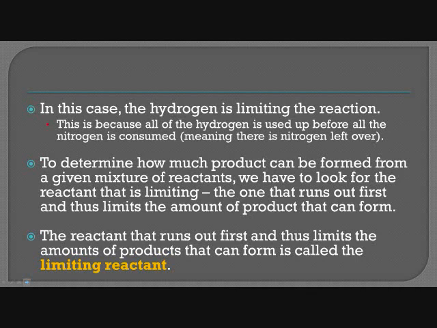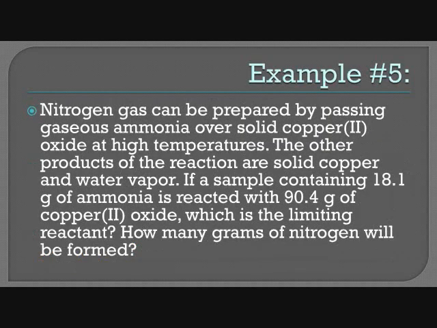We have done this in Chemistry 1. We have done this, I think, this year, but let's practice it again, just to be sure. Nitrogen gas can be prepared by passing gaseous ammonia over solid copper 2 oxide at high temperatures. So we're going to have ammonia go with the copper 2 oxide. The other products of the reaction, so that must mean that nitrogen gas is a product, are solid copper and water vapor. If a sample containing 18.1 grams of ammonia is reacted with 90.4 grams of copper 2 oxide, which is the limiting reactant, how many grams of nitrogen will be formed?